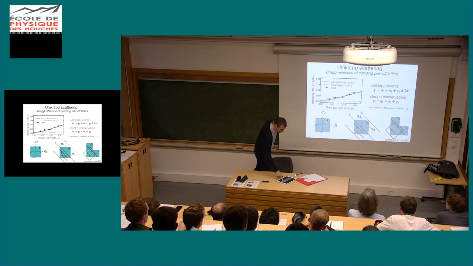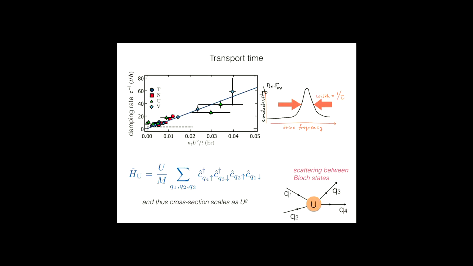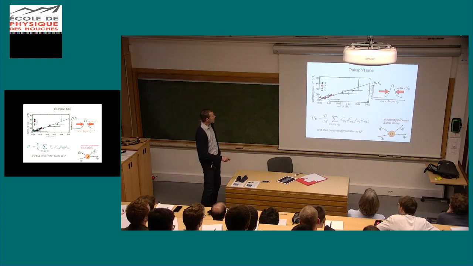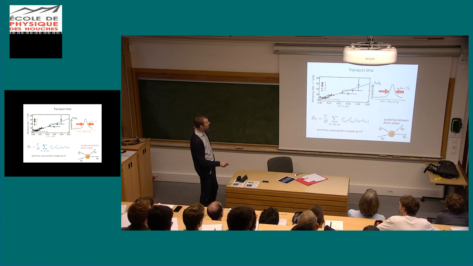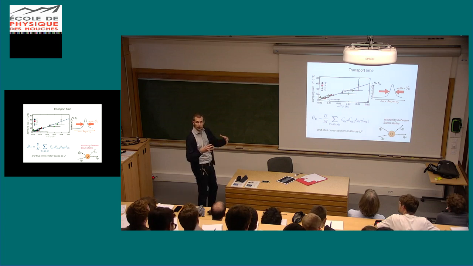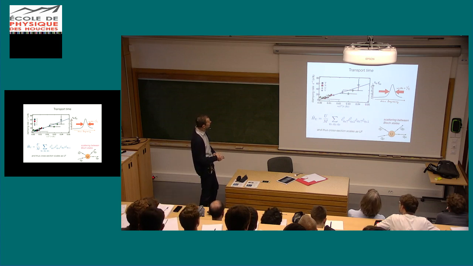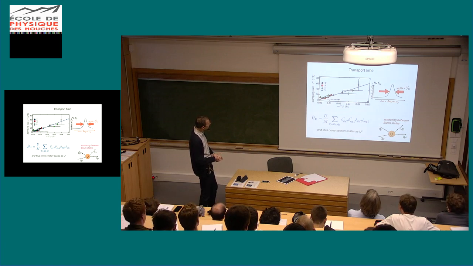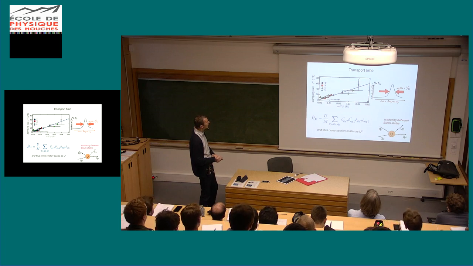What else do we observe? Another thing we observe, looking at this damping rate, looking at the width of the real conductivity, is that we can take all our data taken under different scenarios, look at these real conductivity peaks, change temperature or number or interaction strength, et cetera, and they all fall on a line which is proportional to U squared. We also need to scale everything by the density.